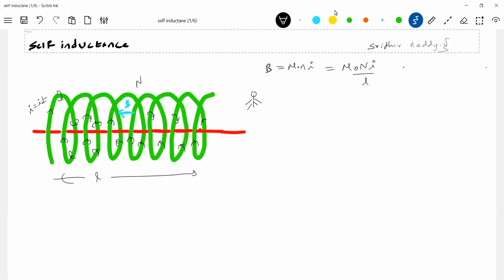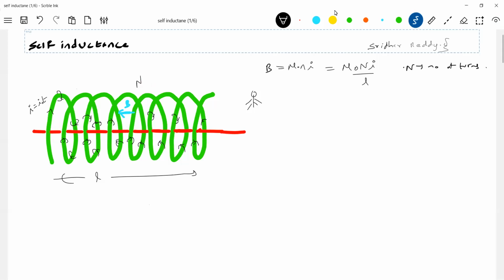Then how many turns are there? N number of turns. So you can count like this. What do you mean by turns? 1, 2. The turns you can count 1, 2, 3, 4, 5, 6 like this. That will become N. N stands for the number of turns here. And L is the physical length, not the length of the wire used.